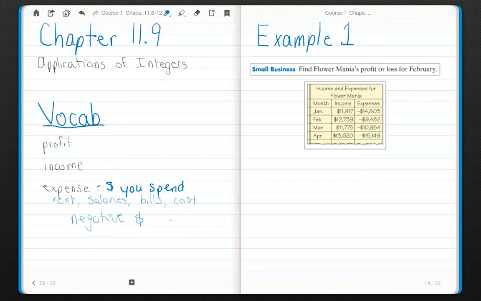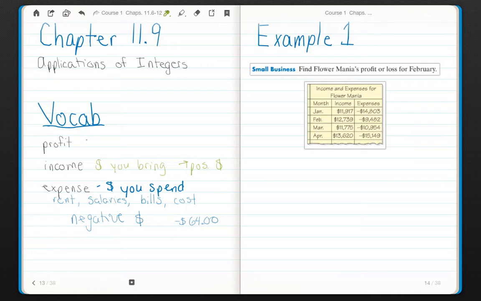Negative money. So the gas bill, for example, might be negative $64 this month. Okay, it's an expense. My income is all of the money you bring in. When you sell something, whether it's a service, whether it's a good, it's all of the money people pay you. It is positive money.